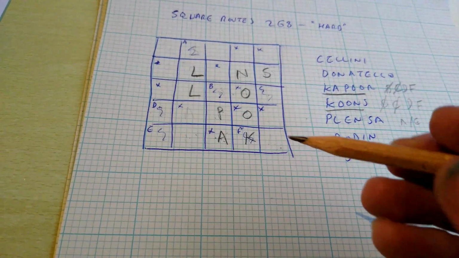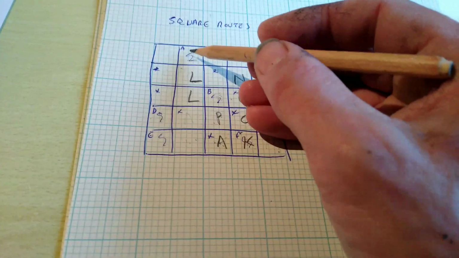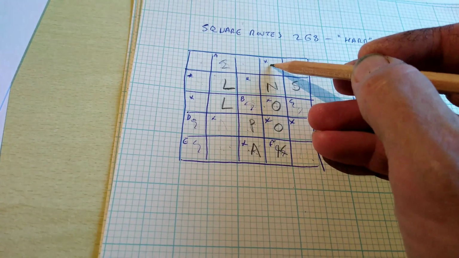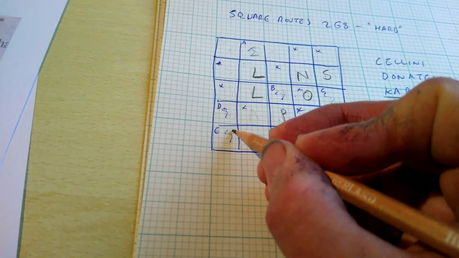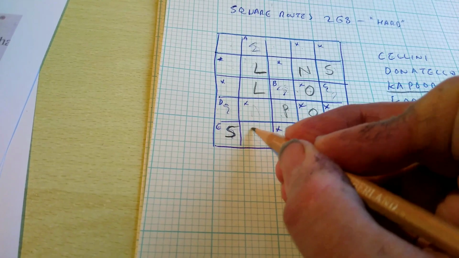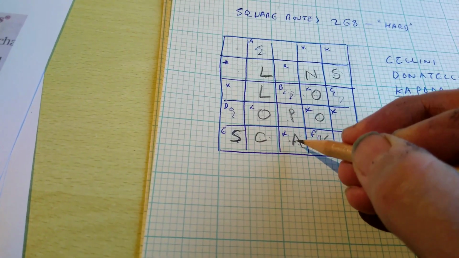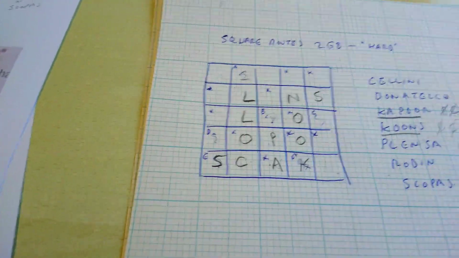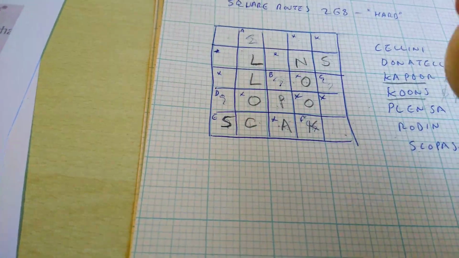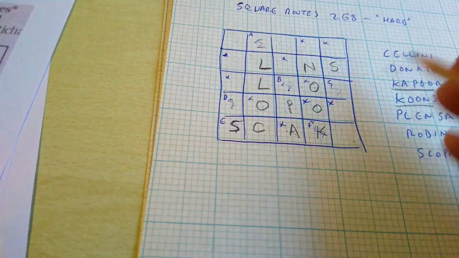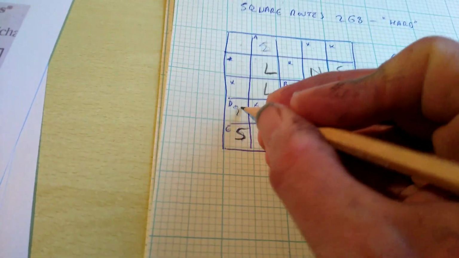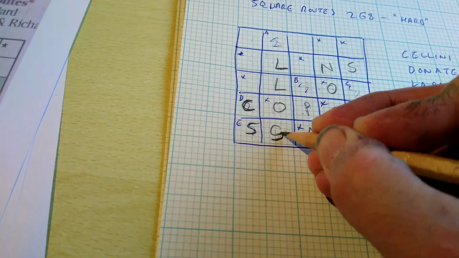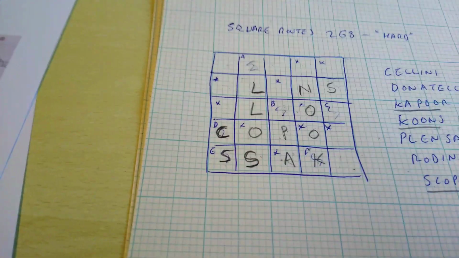Now let's look at Scopus. Can it start in A? S-C-O, and then nowhere to go. So let's put it down here then. S-C-O-P-A. What's happened here? No, that doesn't work, does it? But it could go upwards because C is the starting letter of Selene. So let's do that. Let's change that to a C, S-C-O-P-A, and make that an S. So Scopus is in.